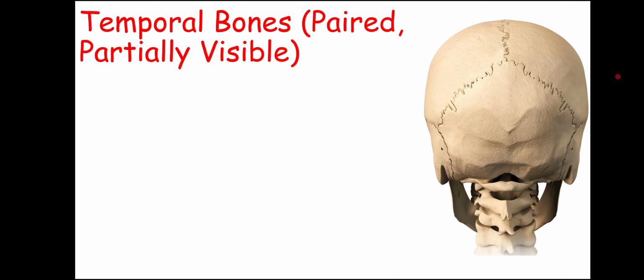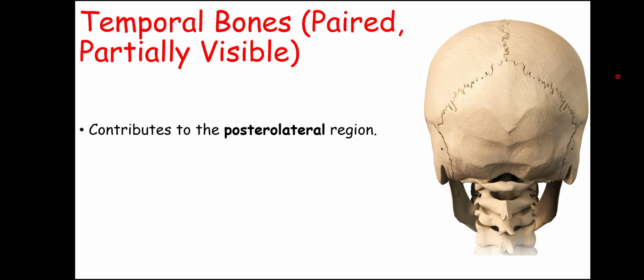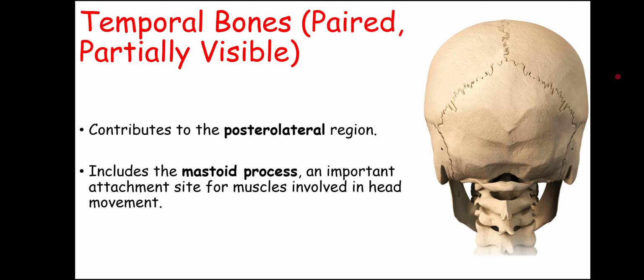Next bone is temporal bone, that is paired bone. That means there will be two temporal bones in every skull and they are partially visible from the Norma Occipitalis. They contribute to the posterior lateral region and it includes the mastoid process that is an important attachment site for muscle involved in head movements.